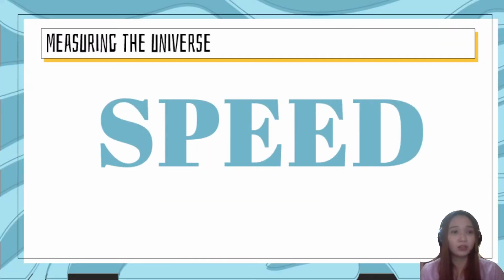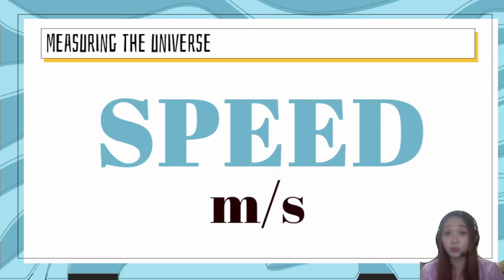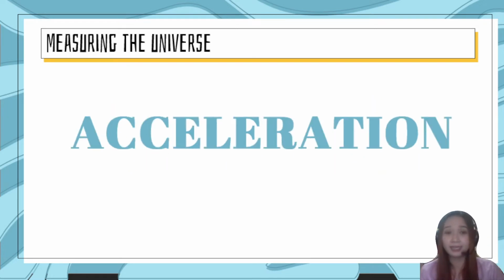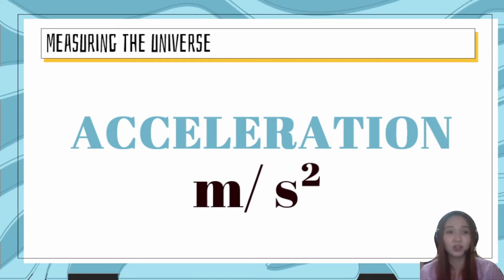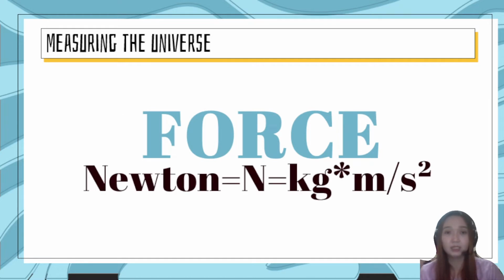So let's start off with speed. Okay, for speed, we use meters per second. Second, how about acceleration? Okay, the unit used for acceleration is meters per second squared. And then force, okay, so it is measured in terms of Newton or capital letter N in some terms. Okay, it is derived from the unit kilogram multiplied by meters per second squared.